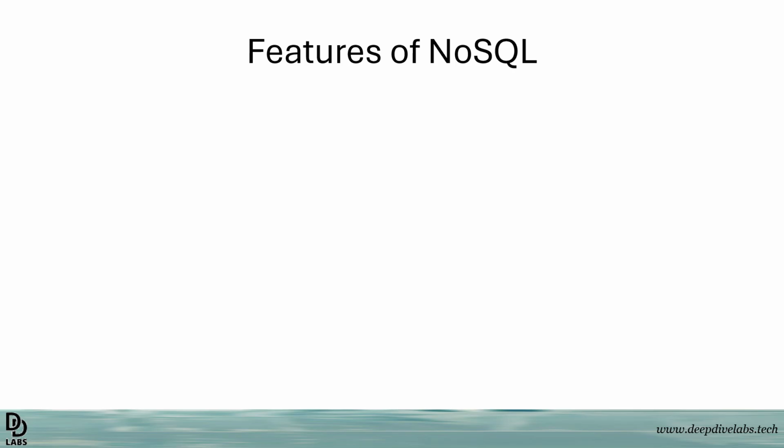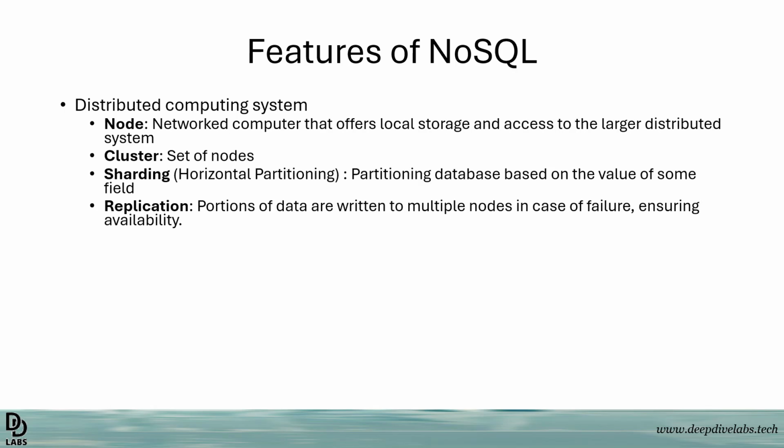Now let's quickly recap some of the features of NoSQL which we looked at. A NoSQL database is typically a distributed computing system, a distributed data store. In a distributed data store, there are certain terminologies which are important to understand. One is nodes. In a distributed data network, each networked computer in the data store that offers local storage and access to the larger distributed system is called a node, and a set of nodes is called a cluster, because the data is stored across multiple clusters.